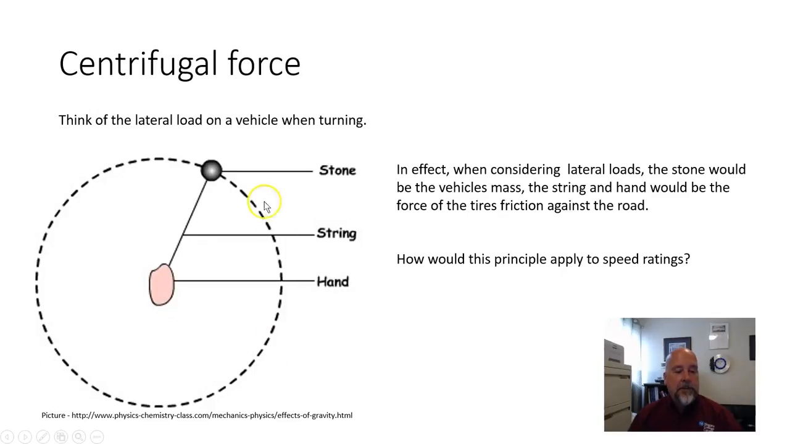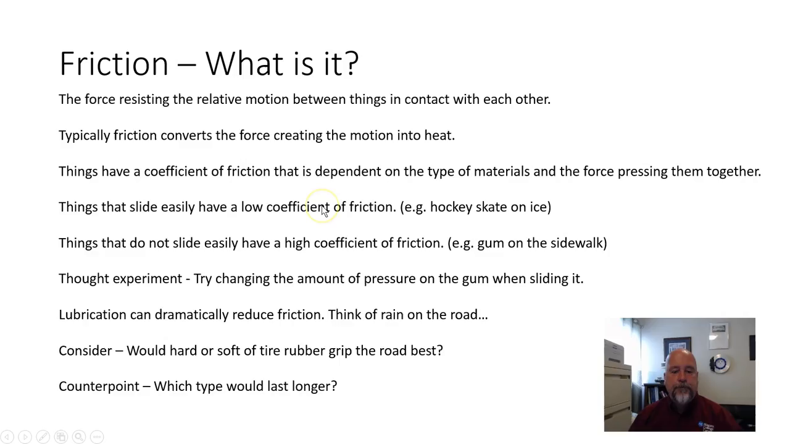So the faster you spin this, the more load is applied to the string. At some point, if you spun it fast enough, the string would break and the stone would fly away. So you can kind of understand from that, hopefully, why there's a speed rating on tires. You'll find that the tire will want to stretch outwards the faster it spins. A less expensive tire can be made from lower quality materials, and if you overspeed it, it can actually come apart. So there's reasons for speed ratings and things.